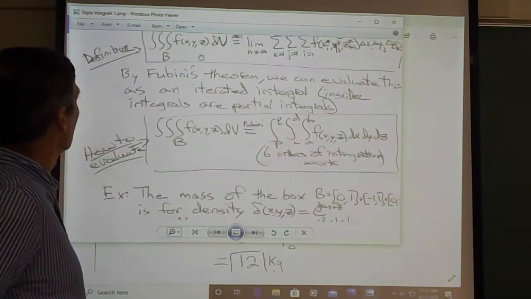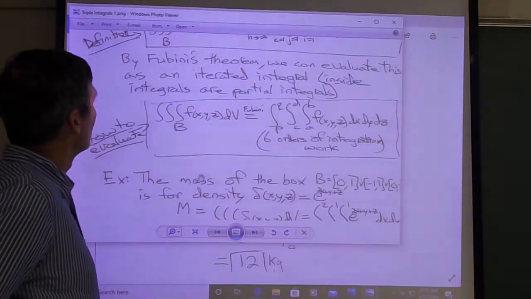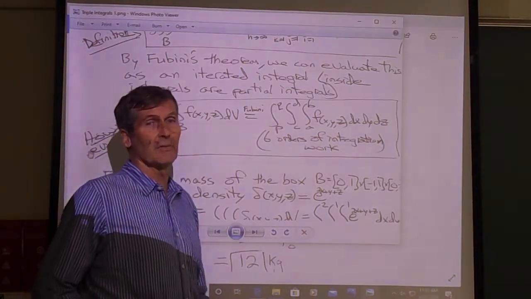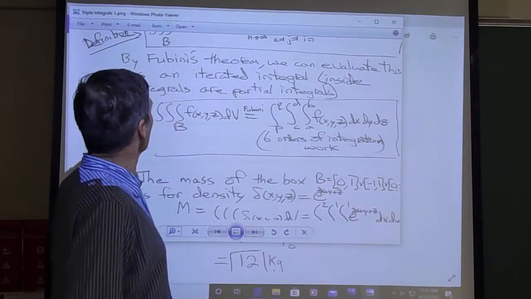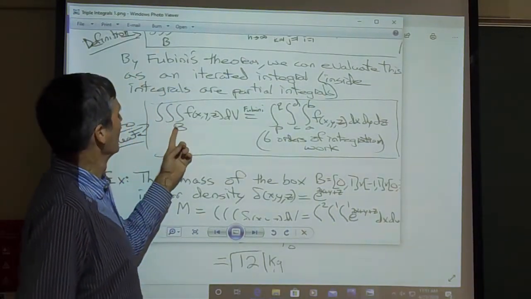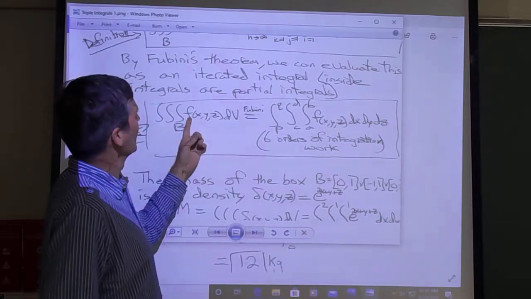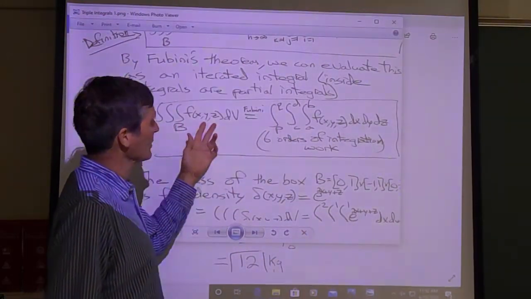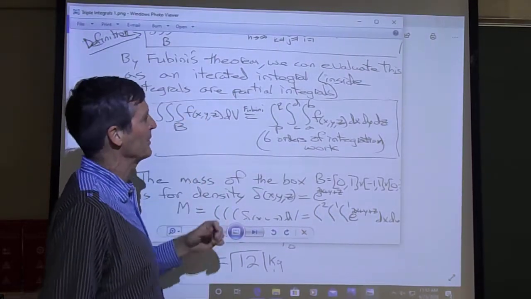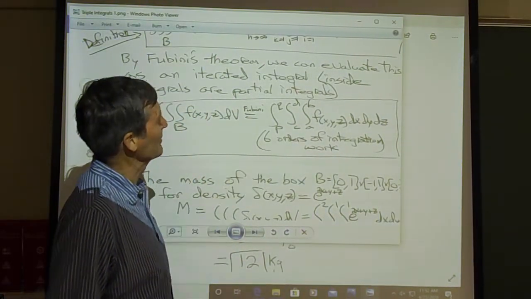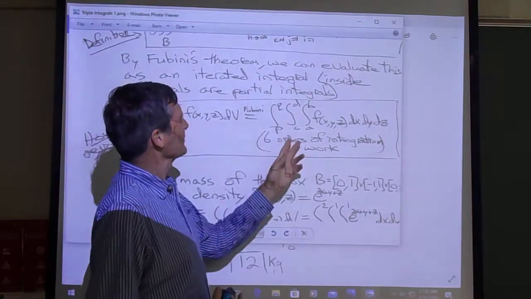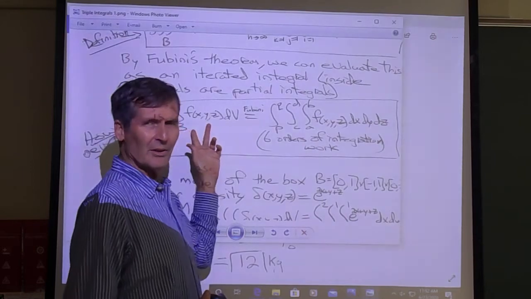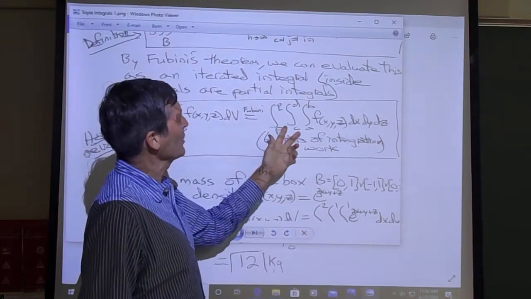Now, Fubini's theorem for triple integrals says that, just in analogy to what we had for double integrals, if you have a triple integral over a box B of a function f of x, y, z, thought of as a density of some sort, or if this is a fourth dimension, you could be computing as a mathematician a four-dimensional volume. You can evaluate this thing. Who wants to do the limit of the sum, right? As a triple integral.